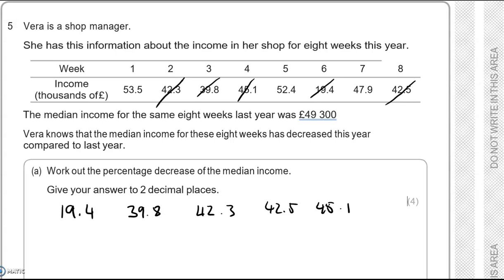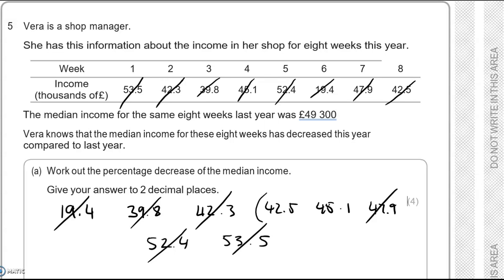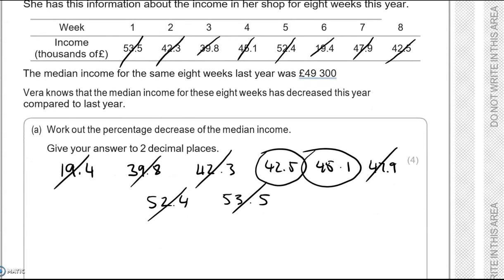45.1, then 47.9, then 52.4, then 53.5. Gonna cross them out, one on each side. We have 2 numbers in the middle, so we're going to find the midpoint. So 42.5, add 45.1, and then divide this by 2.